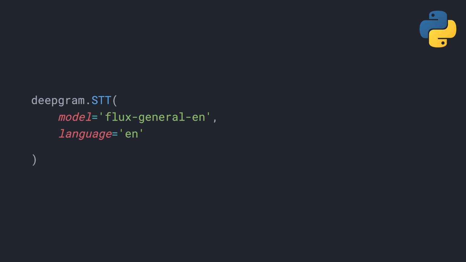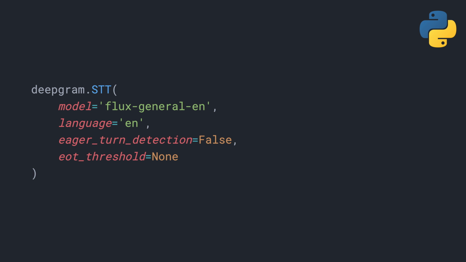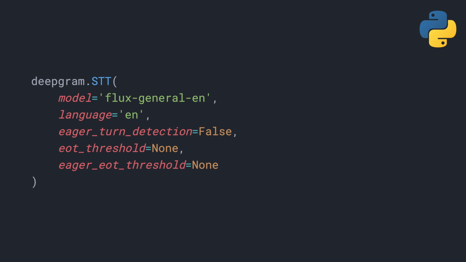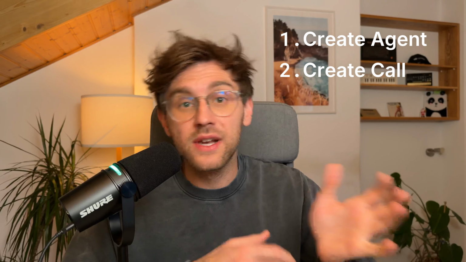Then we can set eager turn detection. While Flux has turn detection already built in, adding this on top is optional and it defaults to false. Then we can set the EOT threshold, which controls the turn end sensitivity. This means there's a faster reaction time when it detects a participant has finished speaking. Also, there's an eager EOT threshold, which, in case you have eager turn detection turned on, we can control the same thing as the EOT threshold. These are the options to configure the STT object, but now we still need to integrate it into a full-blown app. For this, we need to first create an agent, then create a call where the agent lives, and then we can start the whole thing.